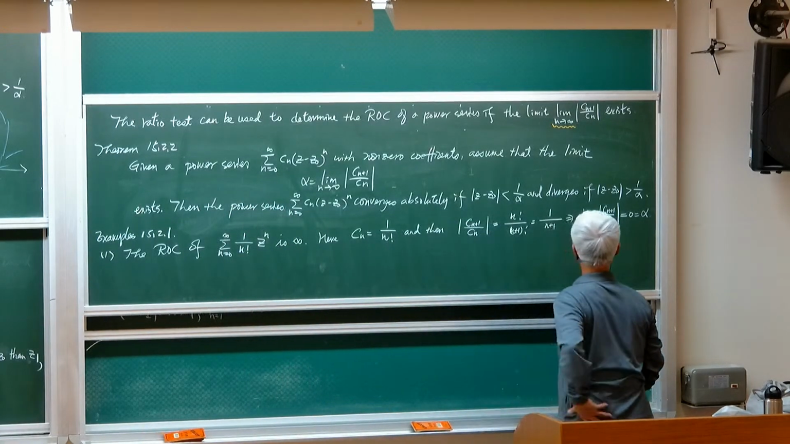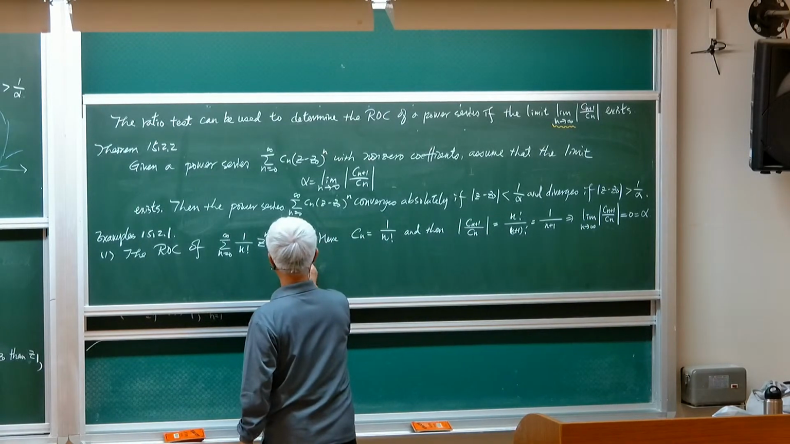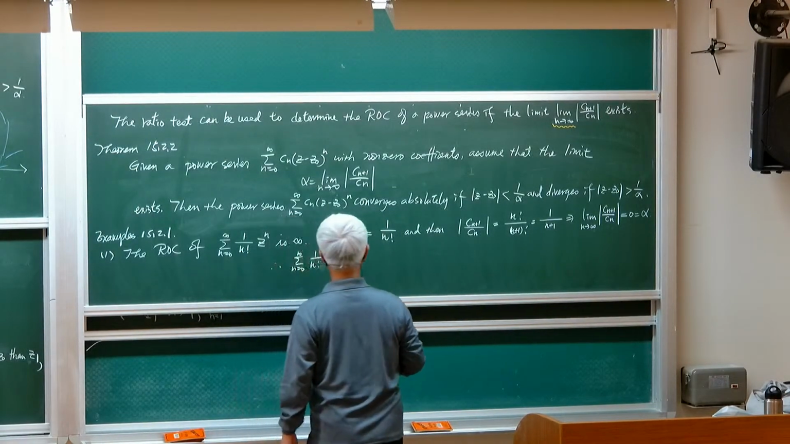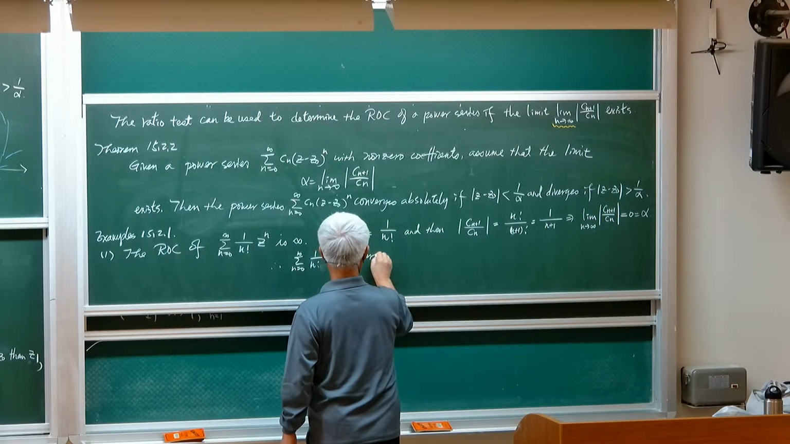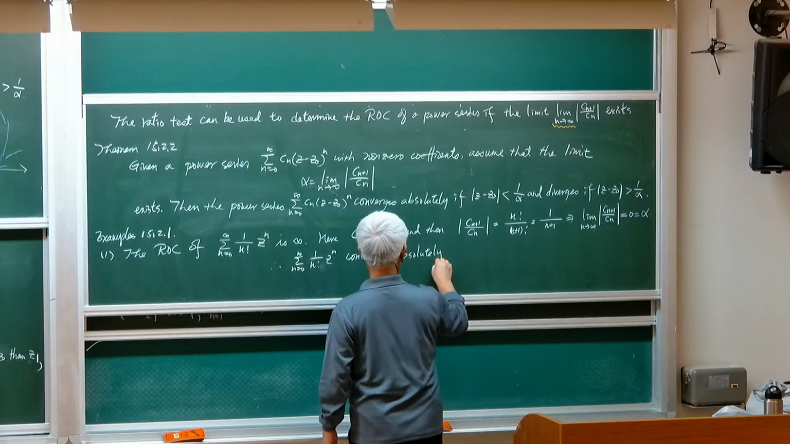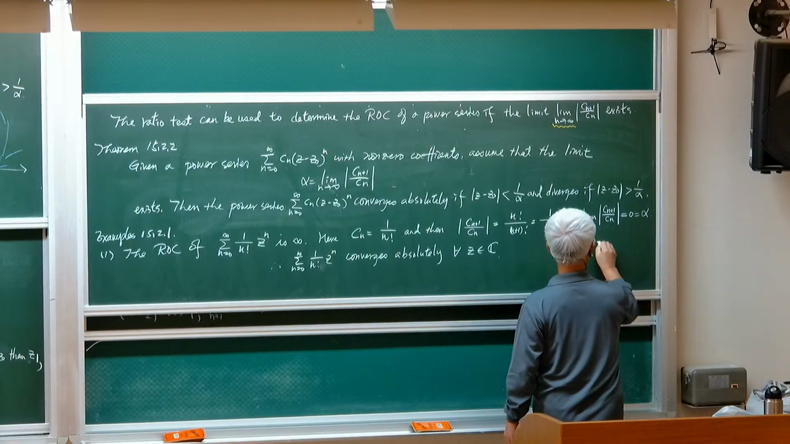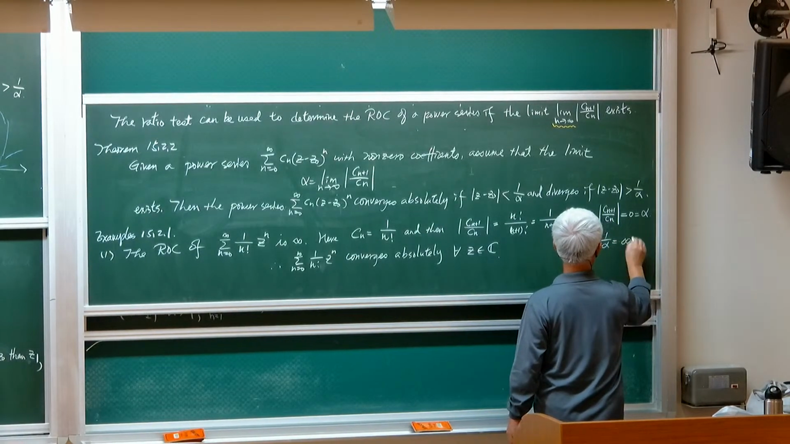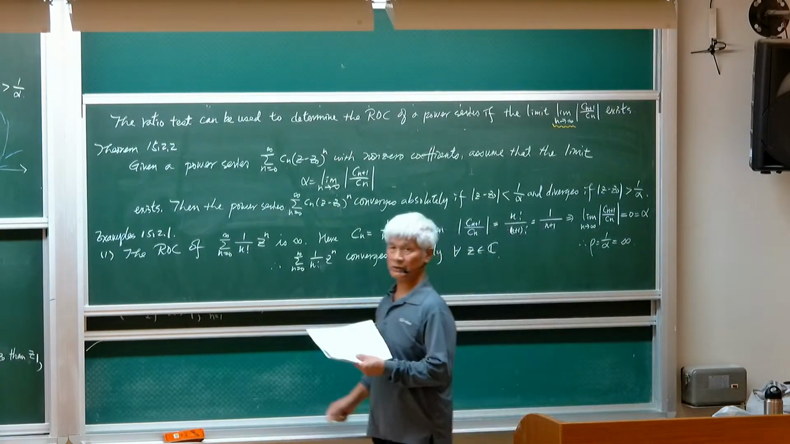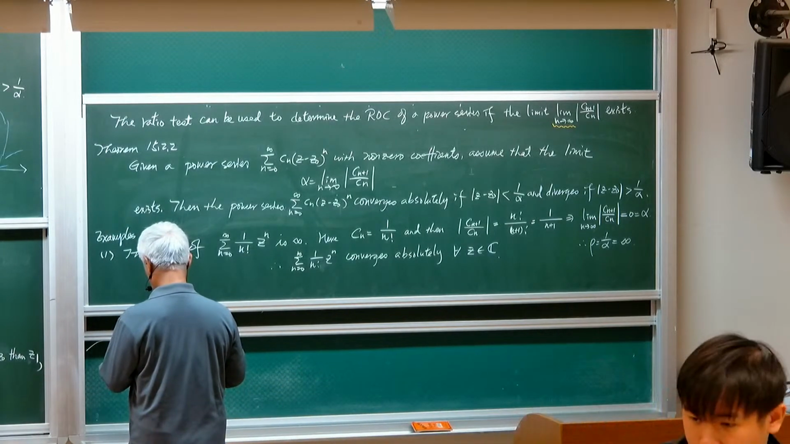All right, so the power series converges absolutely for all z in C. So rho is equal to 1 over alpha, which is infinite. So this power series converges for every point z.